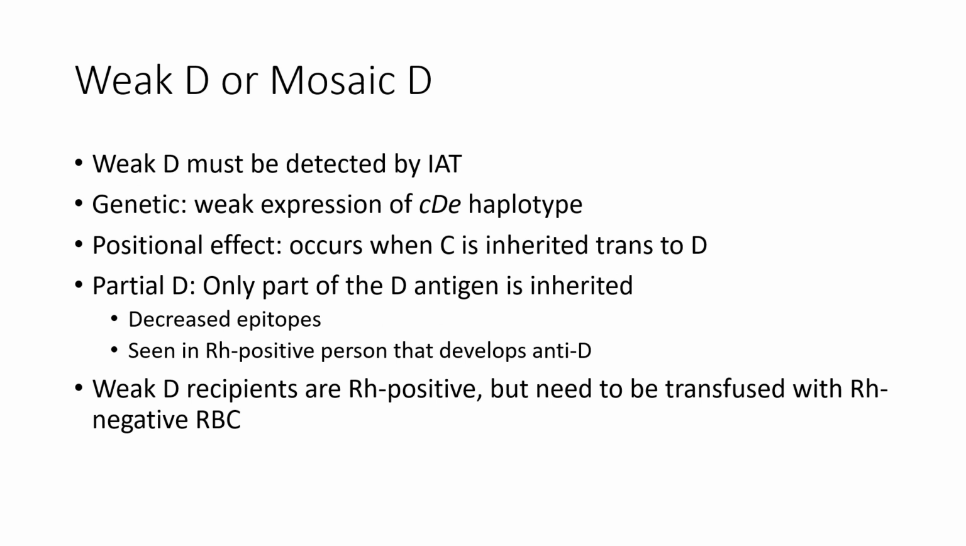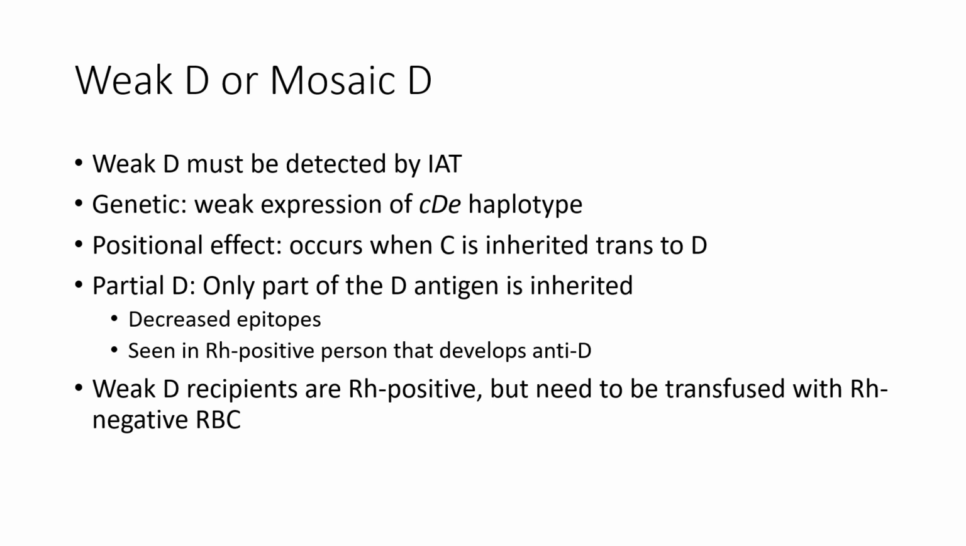Now let's review weak D, or the mosaic D. Weak D must be detected by the indirect antiglobulin test or brought to the AHG phase of testing. There are three different causes for weak D or mosaic D. The first one is genetic, when we have a weak expression of the little c, D, and little e haplotype. We can also have a positional effect, which occurs when big C is inherited trans to the D antigen, or partial D when only part of the D antigen is inherited.